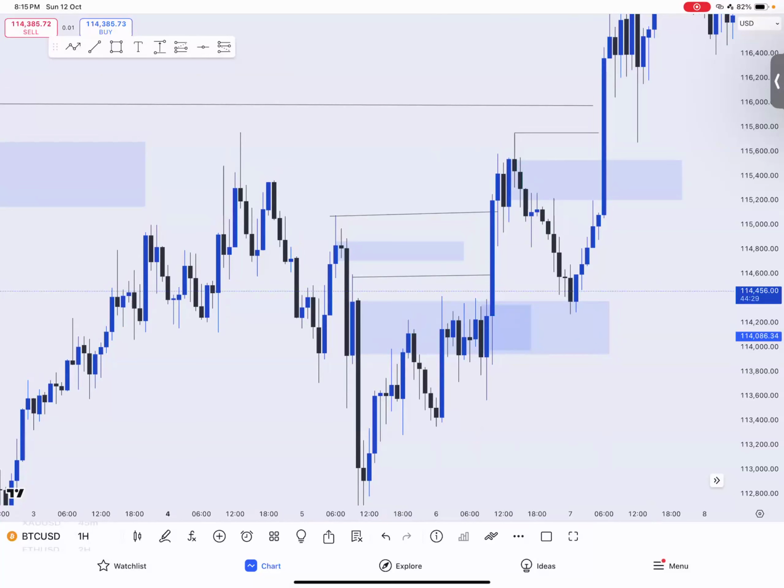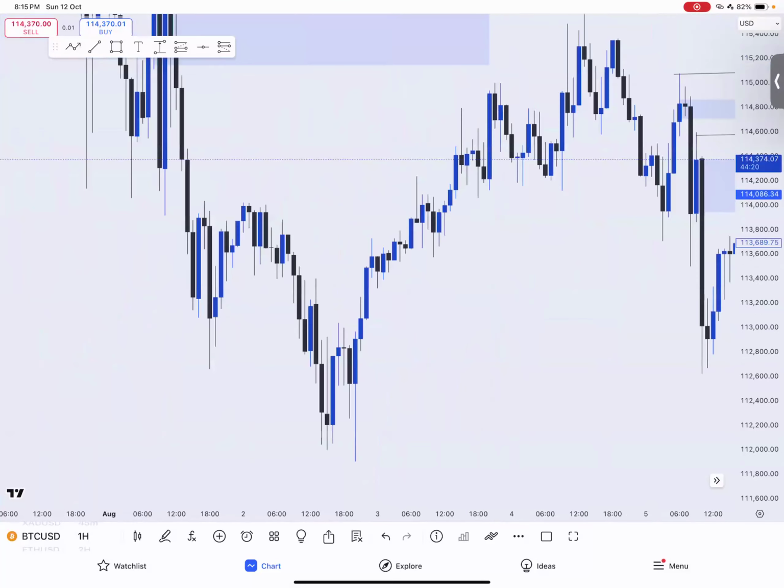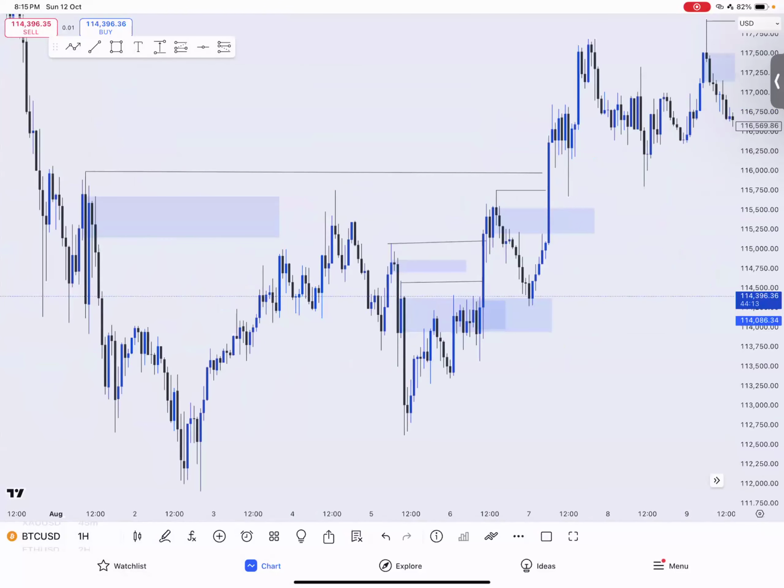I'm just telling you that the moment that this high here was taken out, and then this high also was taken out, the body of this high and the body of this high all become points of interest that you can use as your entries. Same way here.